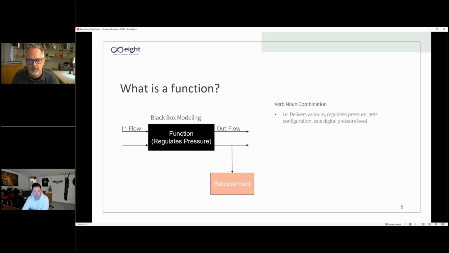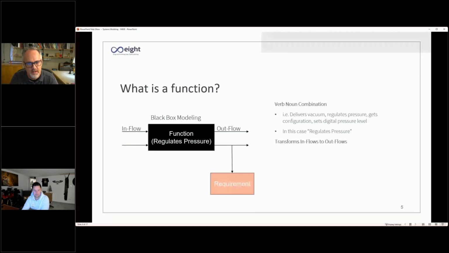In this case, again, this function is regulate pressure, and the purpose of the function is to transform the inflows to the outflows. So how do we know whether it does what it's supposed to do? That is really what the requirement defines. The requirement defines what that outflow needs to look like so that we can establish that the function is doing the work.